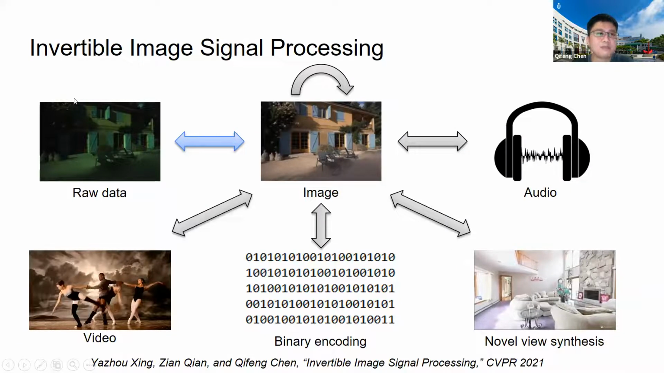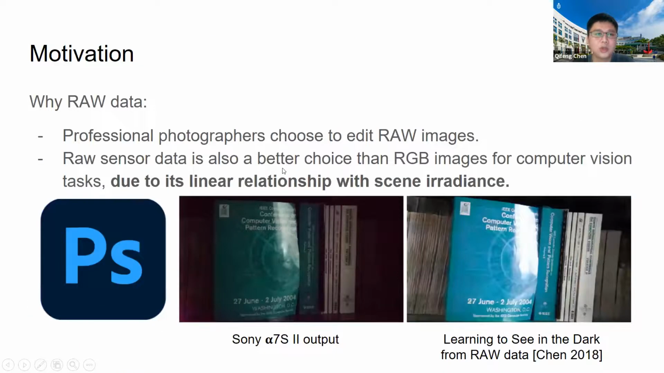So in the first project, we will talk about the invertible image signal processing that corresponds to the connection between the raw data and image. So we have found that the raw data is very useful. First of all, professional photographers can edit the image better using the raw image data.